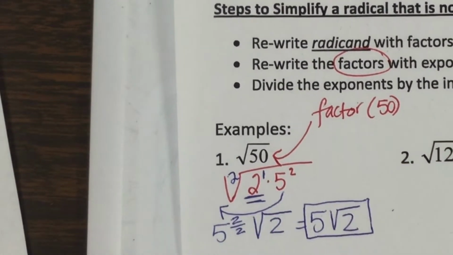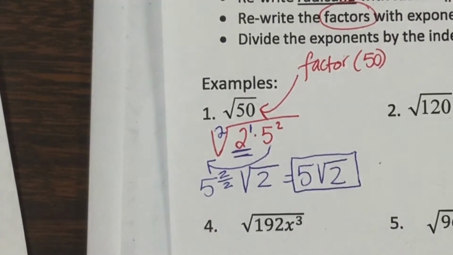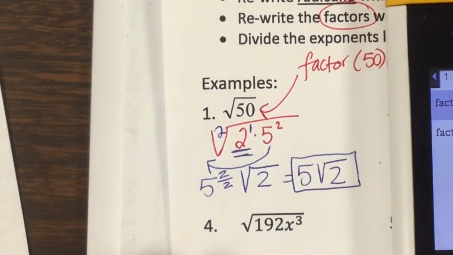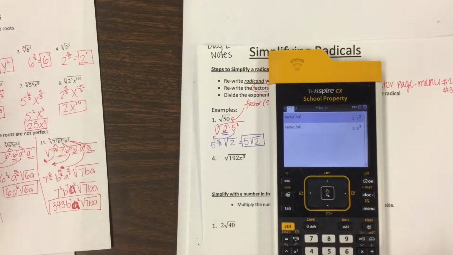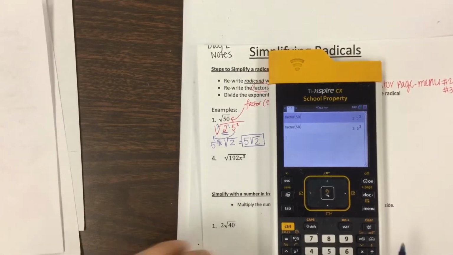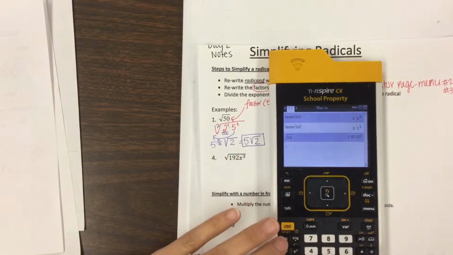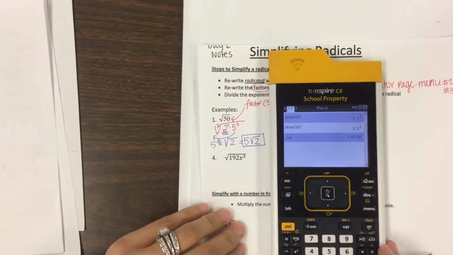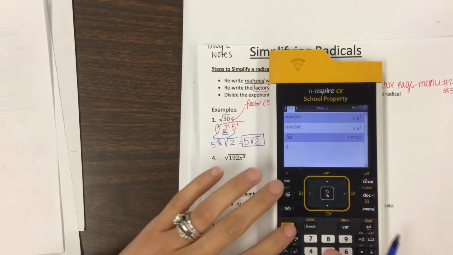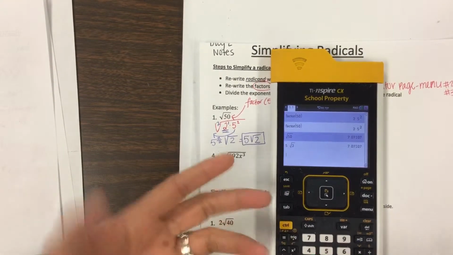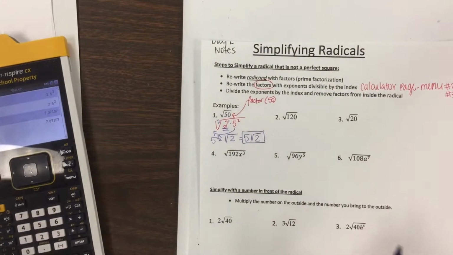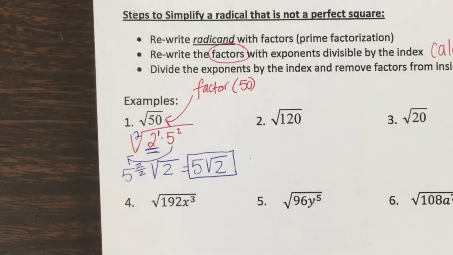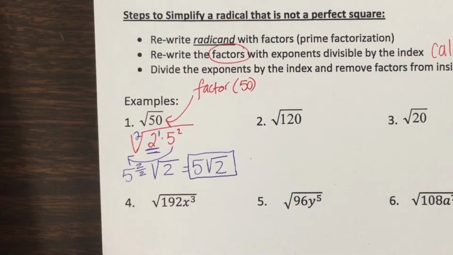Again, tell them to make sure they check in the calculator. Square root of 50 is 7.07, and then you do 5 square root 2, it's the exact same thing. So they can always check in the calculator. Let's go over a couple of examples where you have to break it down.